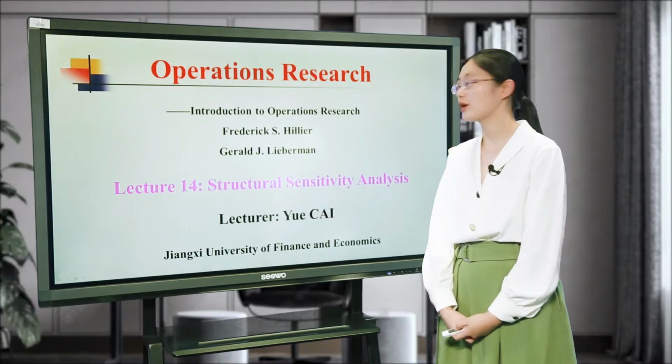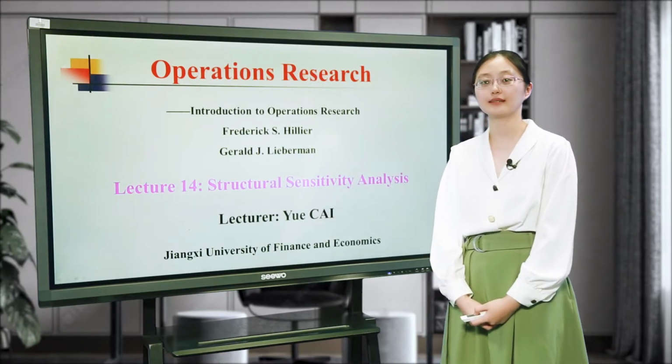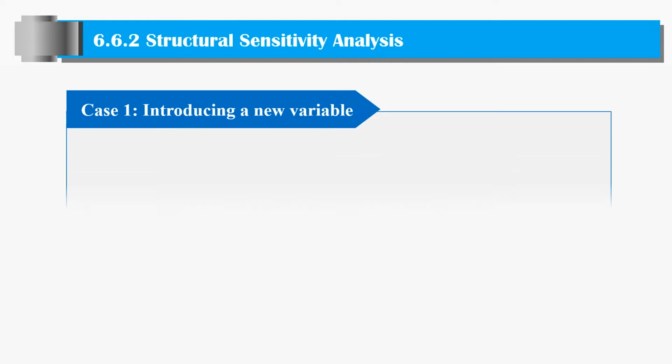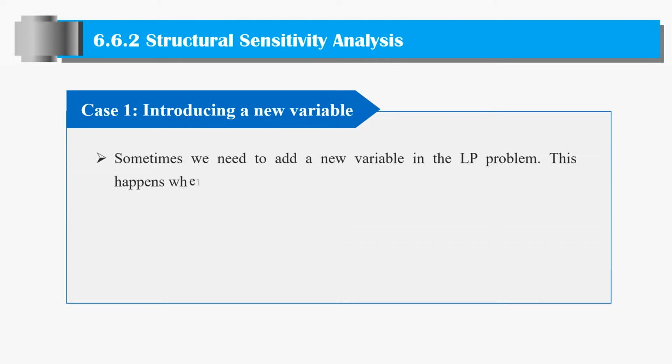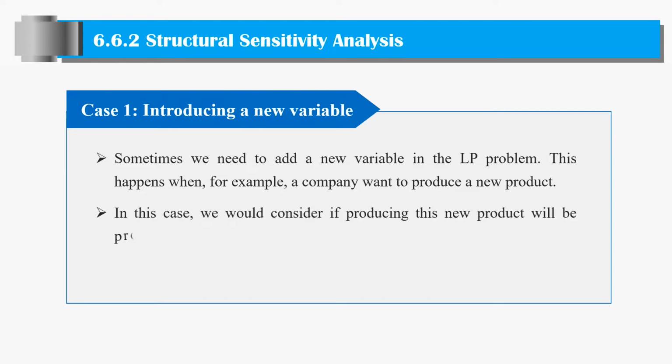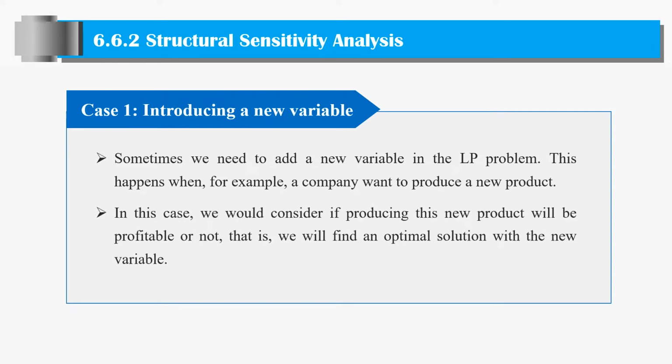In this class, we'll talk about structural sensitivity analysis. Sometimes we need to add a new variable in the linear programming problem. This happens when, for example, a company wants to produce a new product. In this case, we will consider if producing this new product will be profitable or not. That is, we'll find an optimal solution with the new variable.